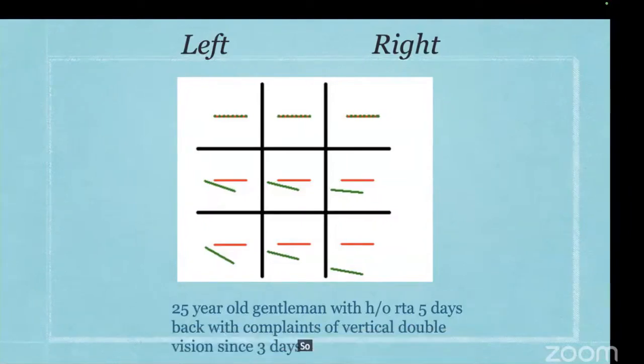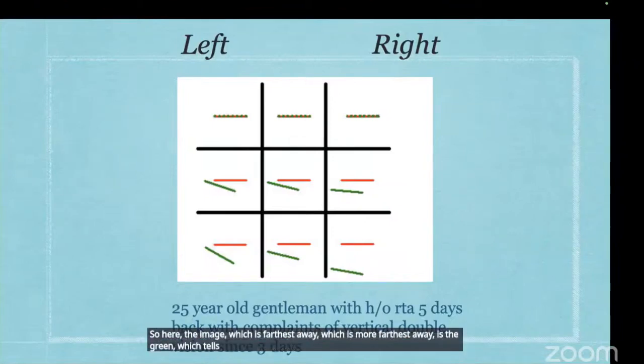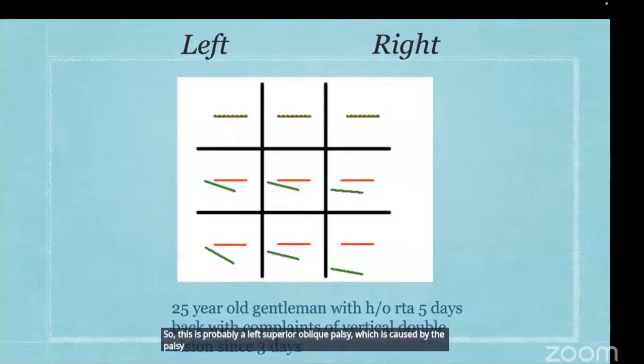So since the maximum separation is seen in dextro depression, the muscles which are involved in that movement are the right inferior rectus and the left superior oblique. So here the image which is farthest away is the green, which tells us that it is the left eye which is involved. So this is probably a left superior oblique palsy, which is caused by the palsy of the trochlear nerve.